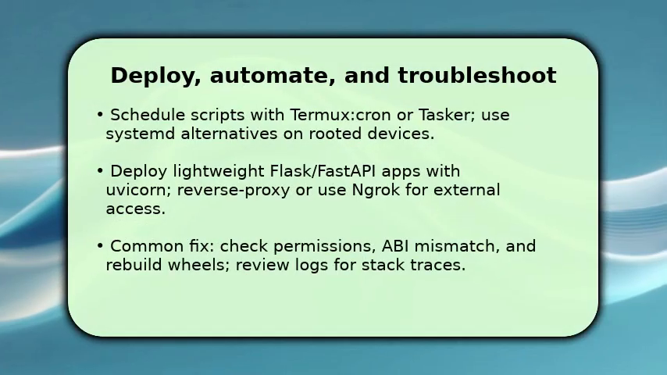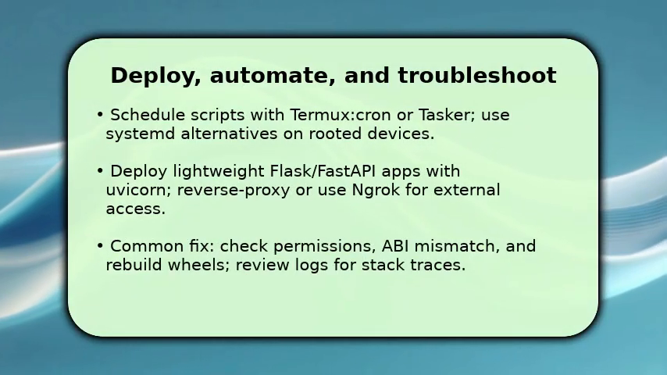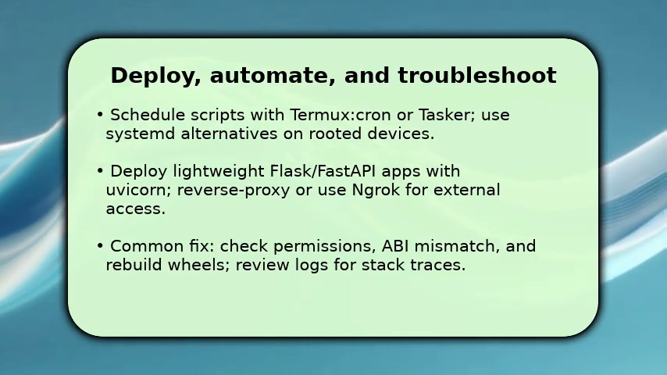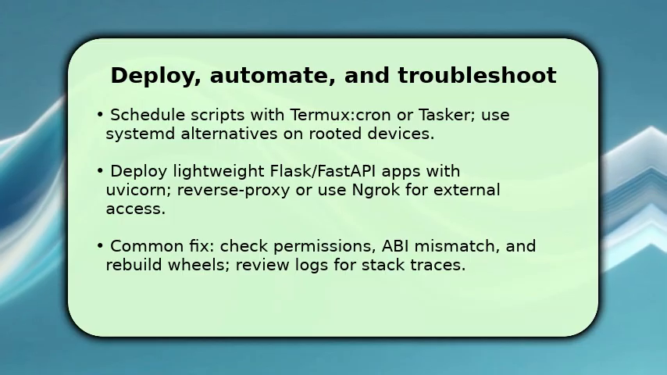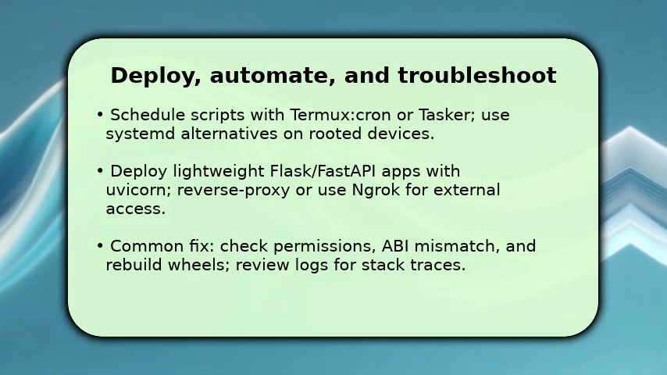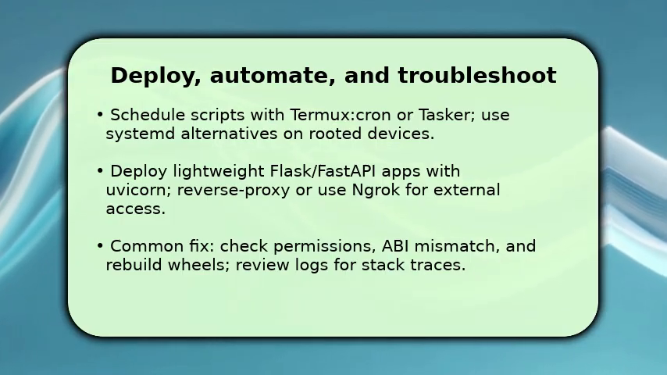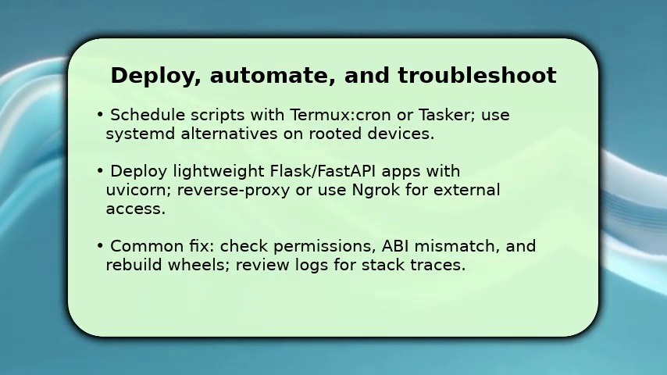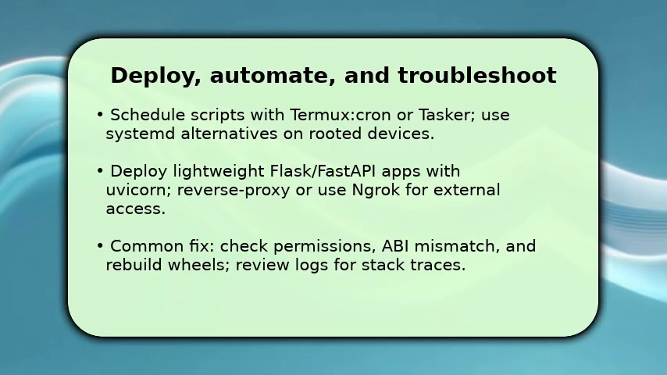To finish, automate and deploy. Schedule recurring tasks with Termux cron or integrate with Tasker for triggers. On rooted devices, use system services. If you serve an API, run Uvicorn or Gunicorn for Flask or FastAPI and expose endpoints via a reverse proxy or a tunnel service like ngrok when needed.